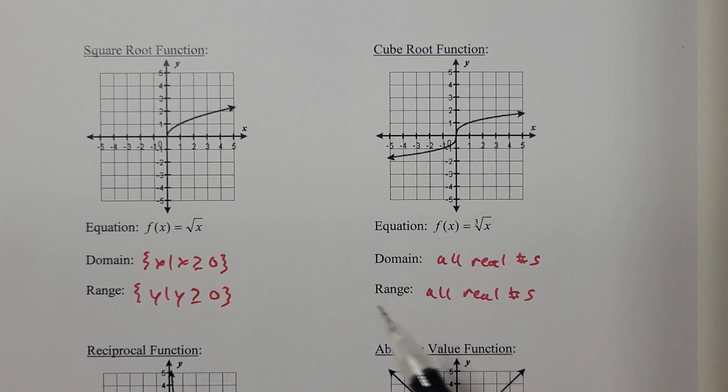Okay, so unlike with the square root function, with the cube root function you can have negatives underneath the radical, and that's okay. There's no problem with that.